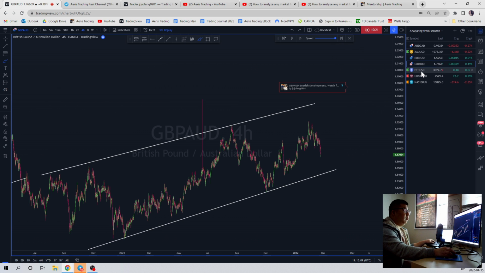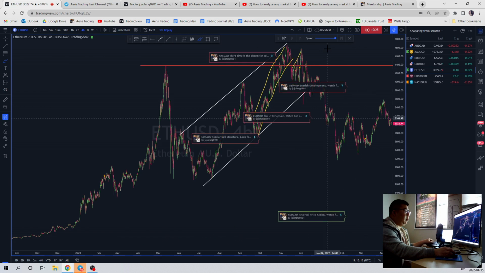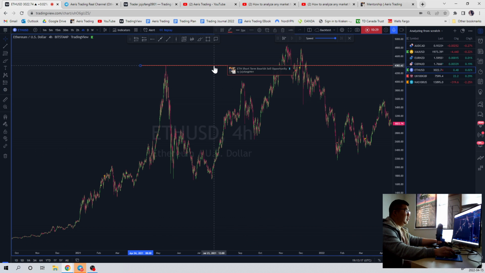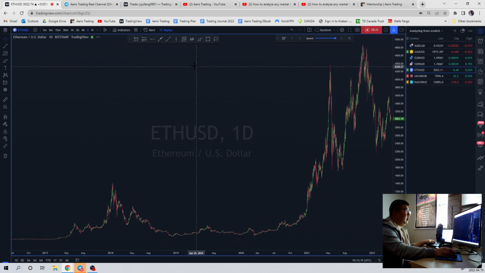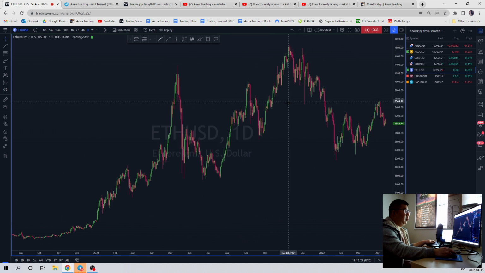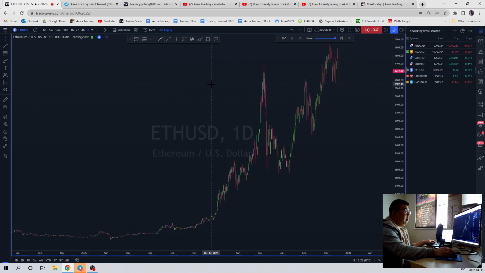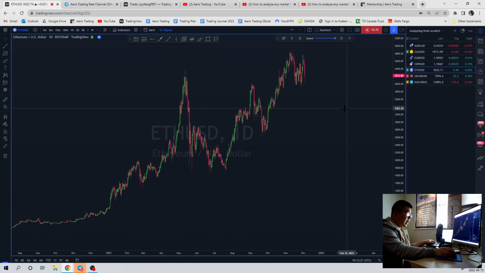Okay, so what I want to do is Ethereum. Let's take a look at Ethereum just to show you a different market, different structure, a different point of view. It's all going to be the same. So starting from the higher time frame here, I'm just going to replay this to before the move has happened. So around this area here, around this time when the price broke the high, right?